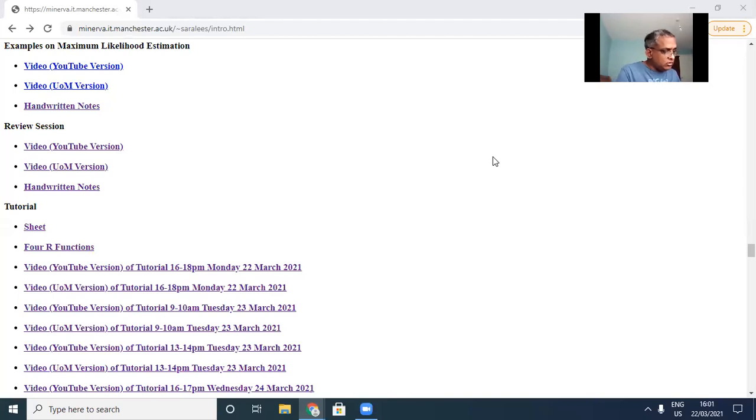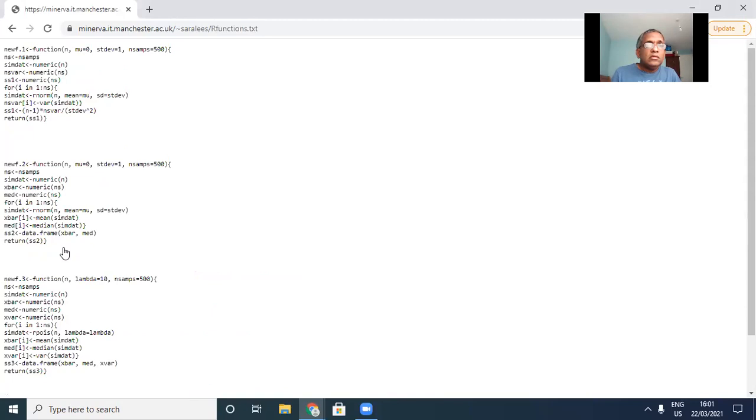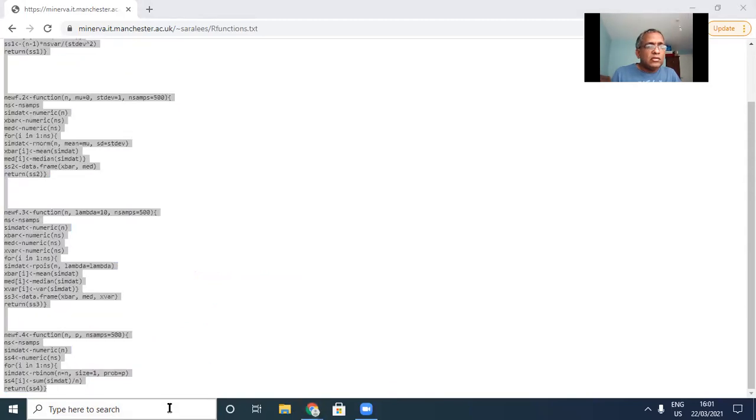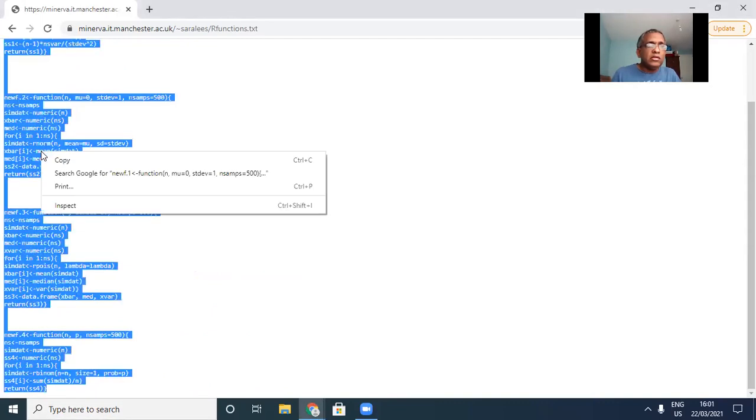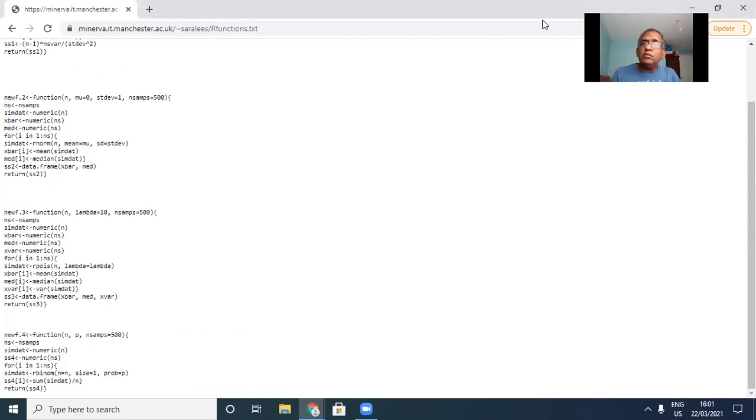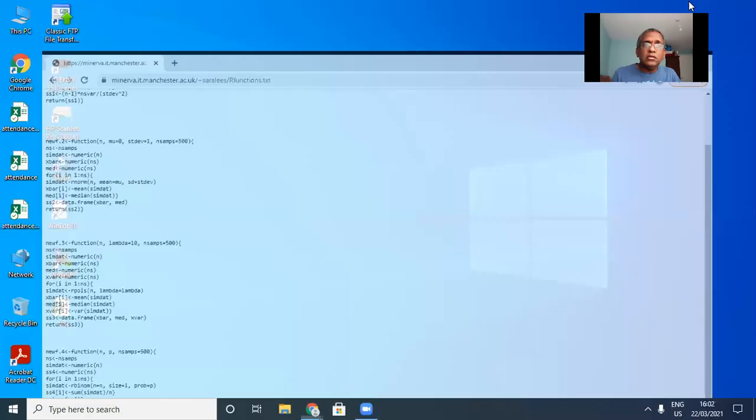The first thing I'm going to show you how to do is how to simulate the distribution of the sample variance. To do that, I need to go into this. Let me copy all of them. There are 4 different functions here. I will explain what they do as I go along. But let me copy all of them now and paste them in the R session.